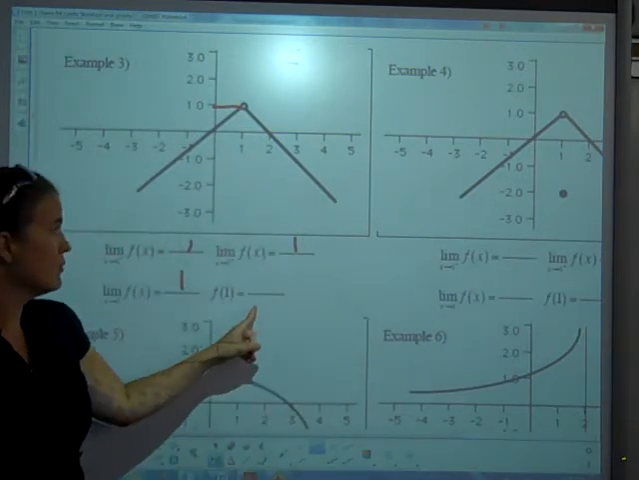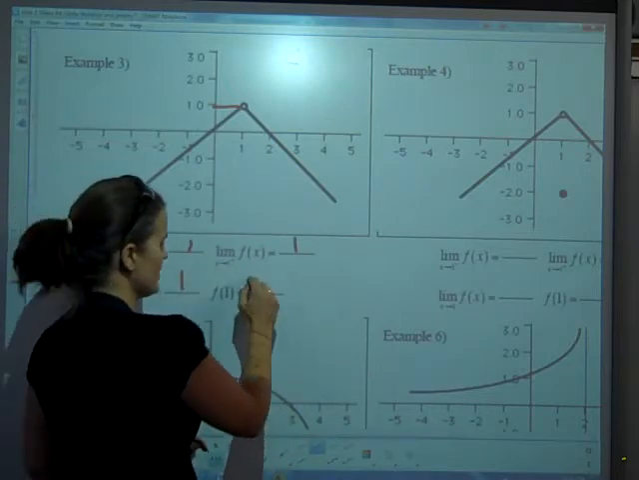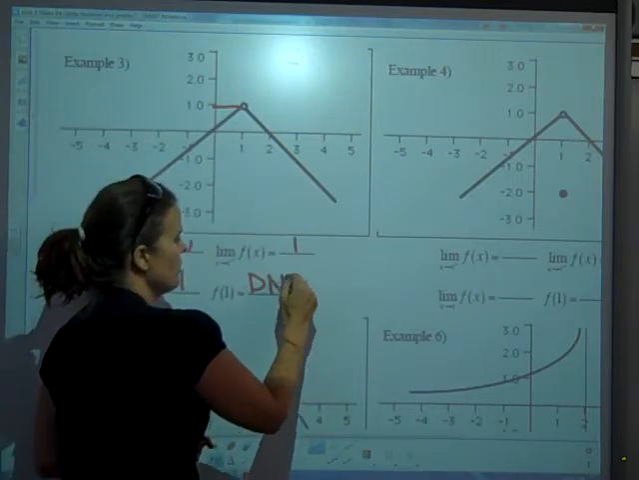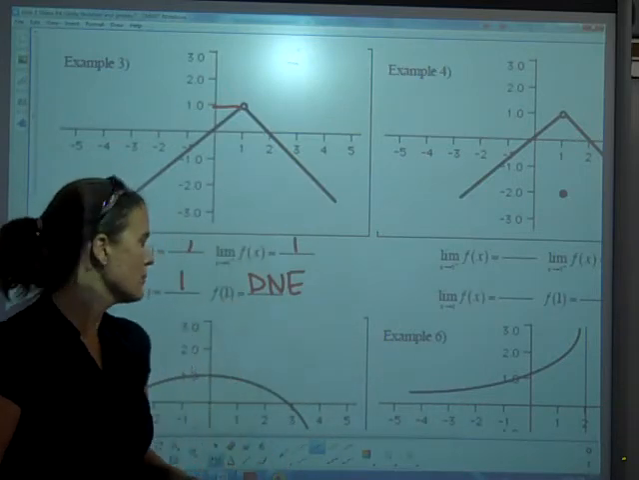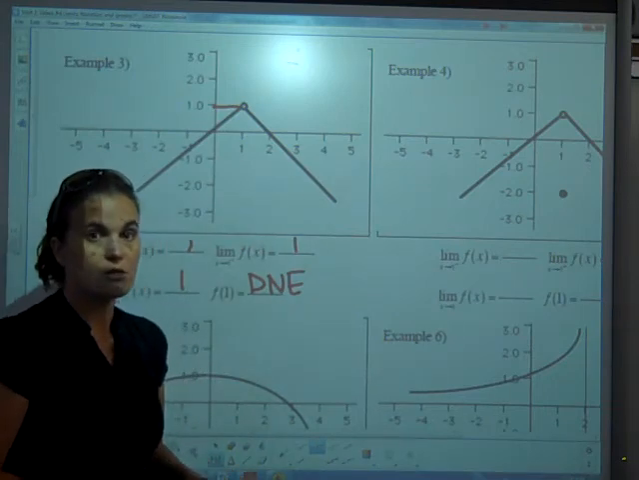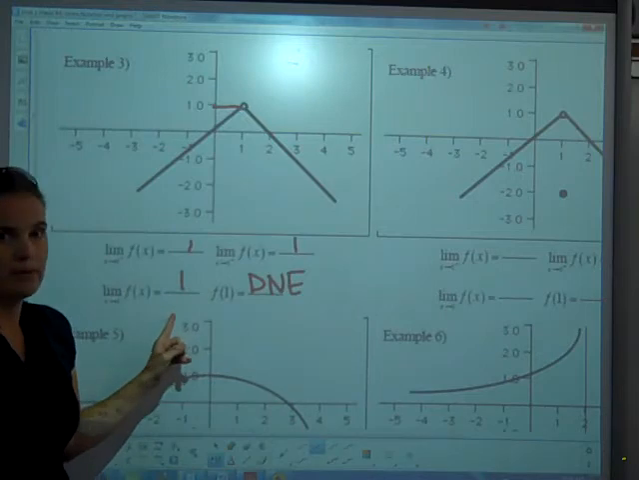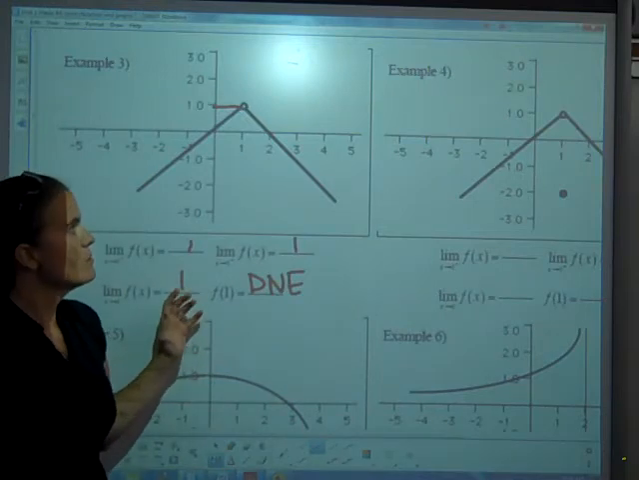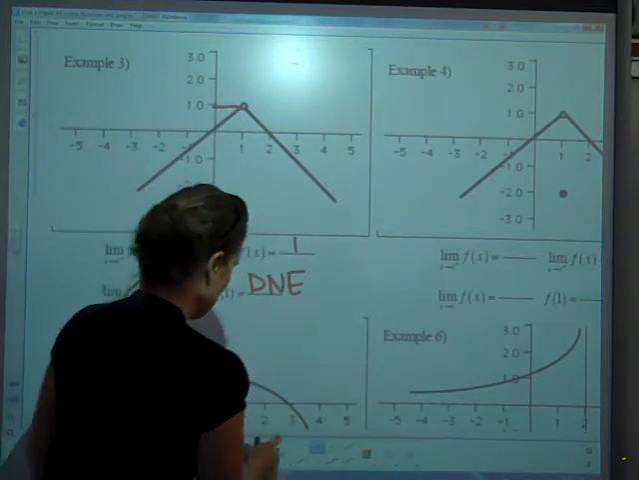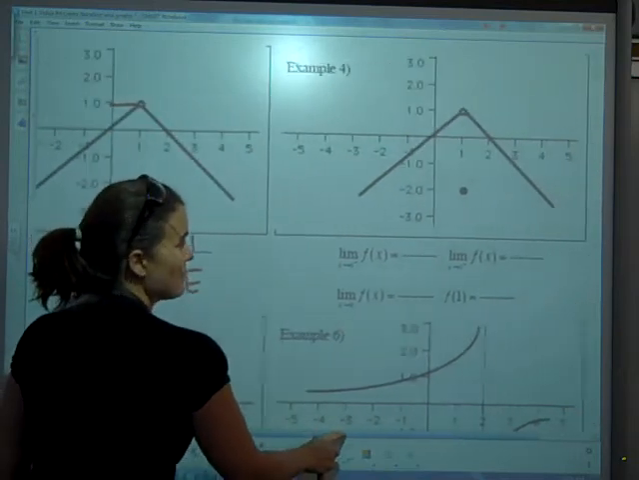When I ask you what f of 1 equals, you're going to say, does not exist. There is no value for this graph when you plug in 1. Okay, so it's okay for the value at 1 to not exist, and you can still have a limit. So you have to be okay with that and learn to accept that.